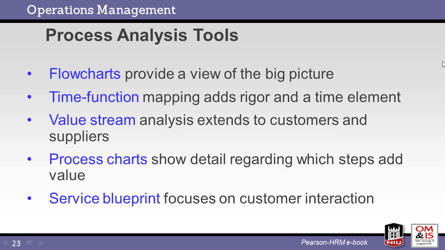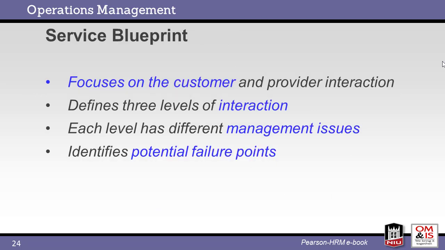Various tools are used to analyze a service system. The top 4 tools are common to the production of physical goods. The Service Blueprint is a new tool that details the customer interaction. The Service Blueprint maps out the interaction with the customer. 3 levels are defined with different issues and opportunities.